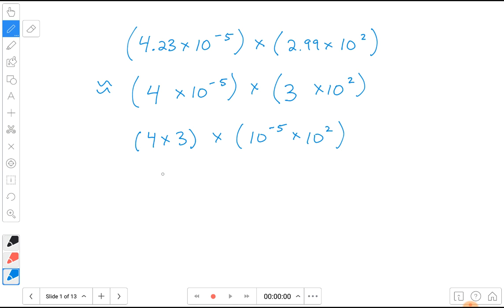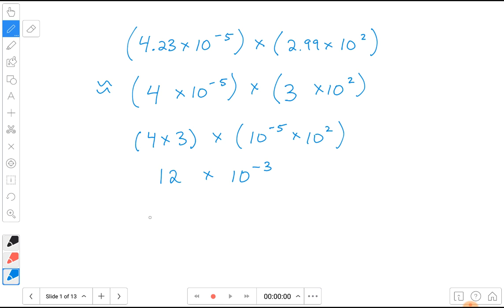4 times 3 is 12. 10 to the power of negative 5 times 10 to the power of 2. We add these exponents. Negative 5 plus 2 is negative 3. This is times 10 to the power of negative 3. This is not in scientific notation. We need to have a digit, a decimal, and then however many after.